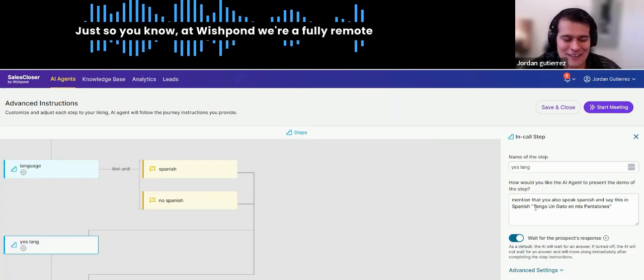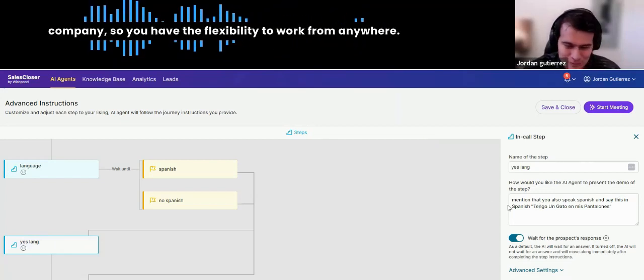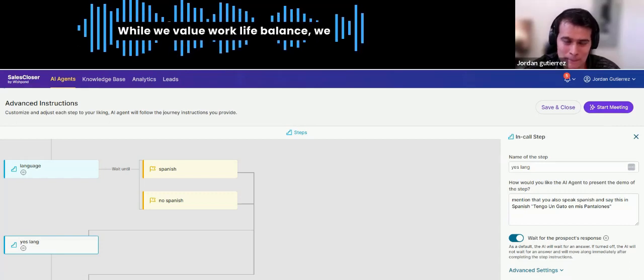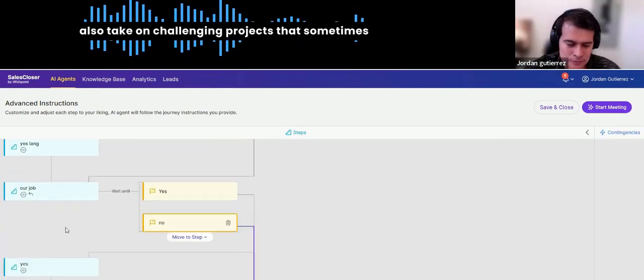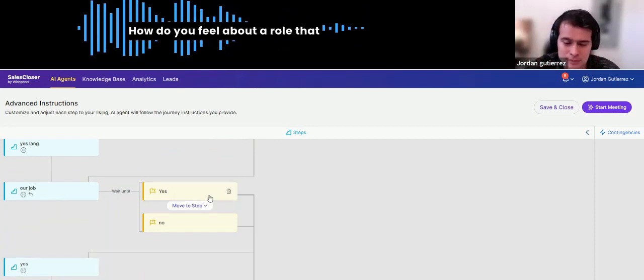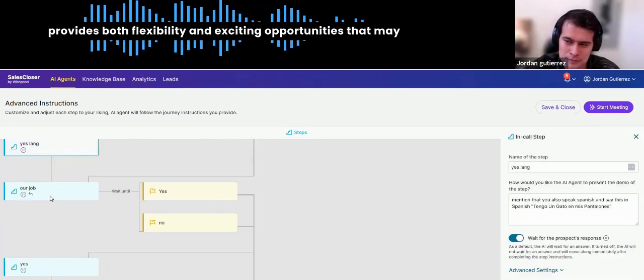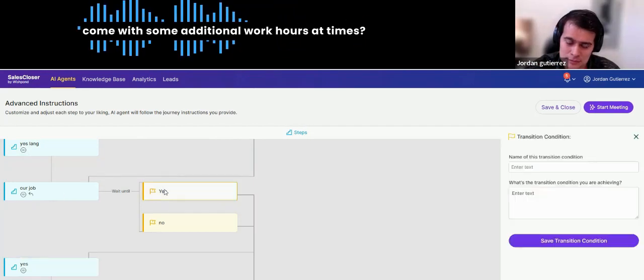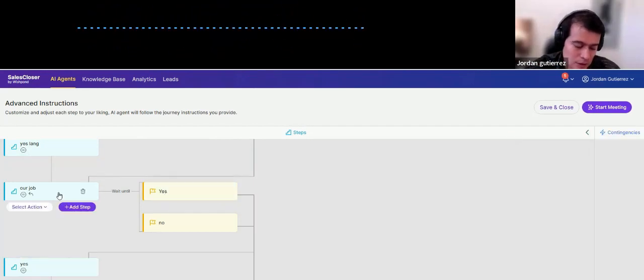Just so you know, at Wishpond, we're a fully remote company, so you have the flexibility to work from anywhere. While we value work-life balance, we also take on challenging projects that sometimes require putting in extra hours. How do you feel about a role that provides both flexibility and exciting opportunities that may come with some additional work hours at times?